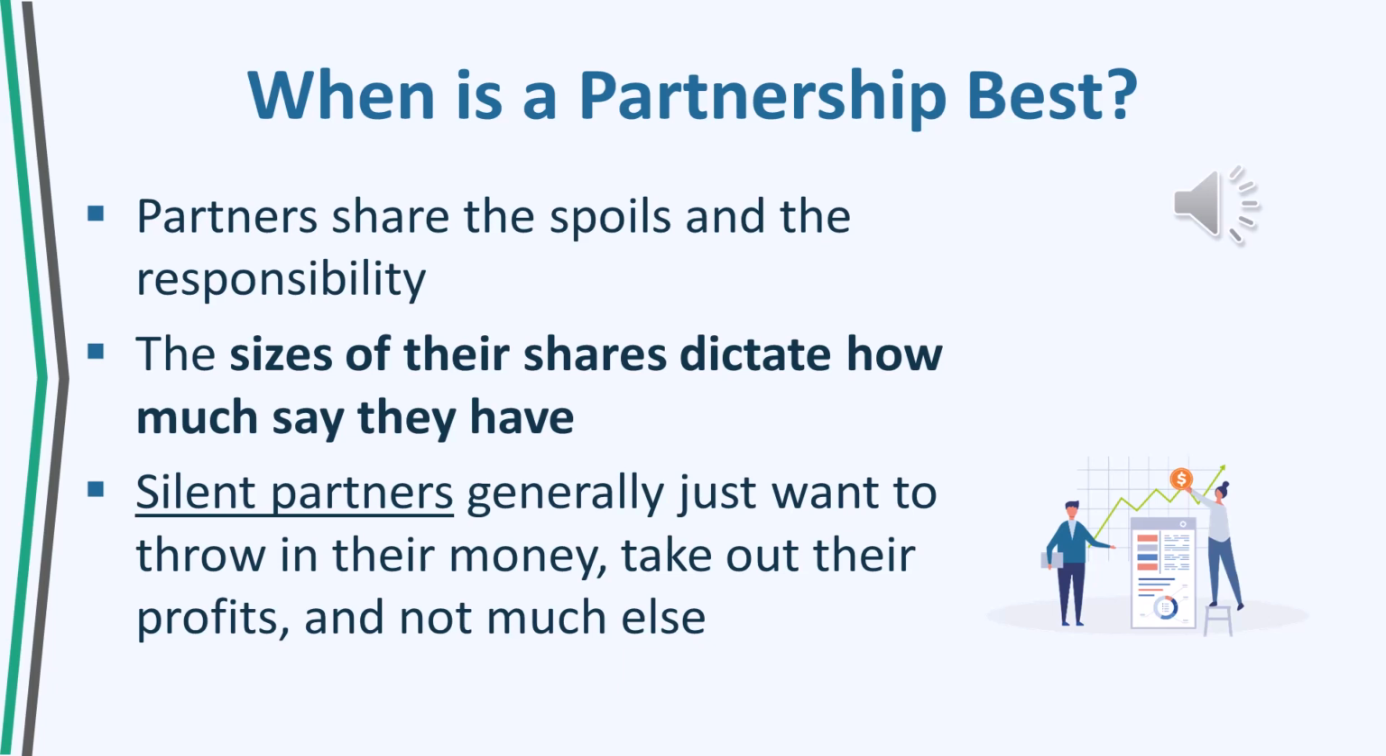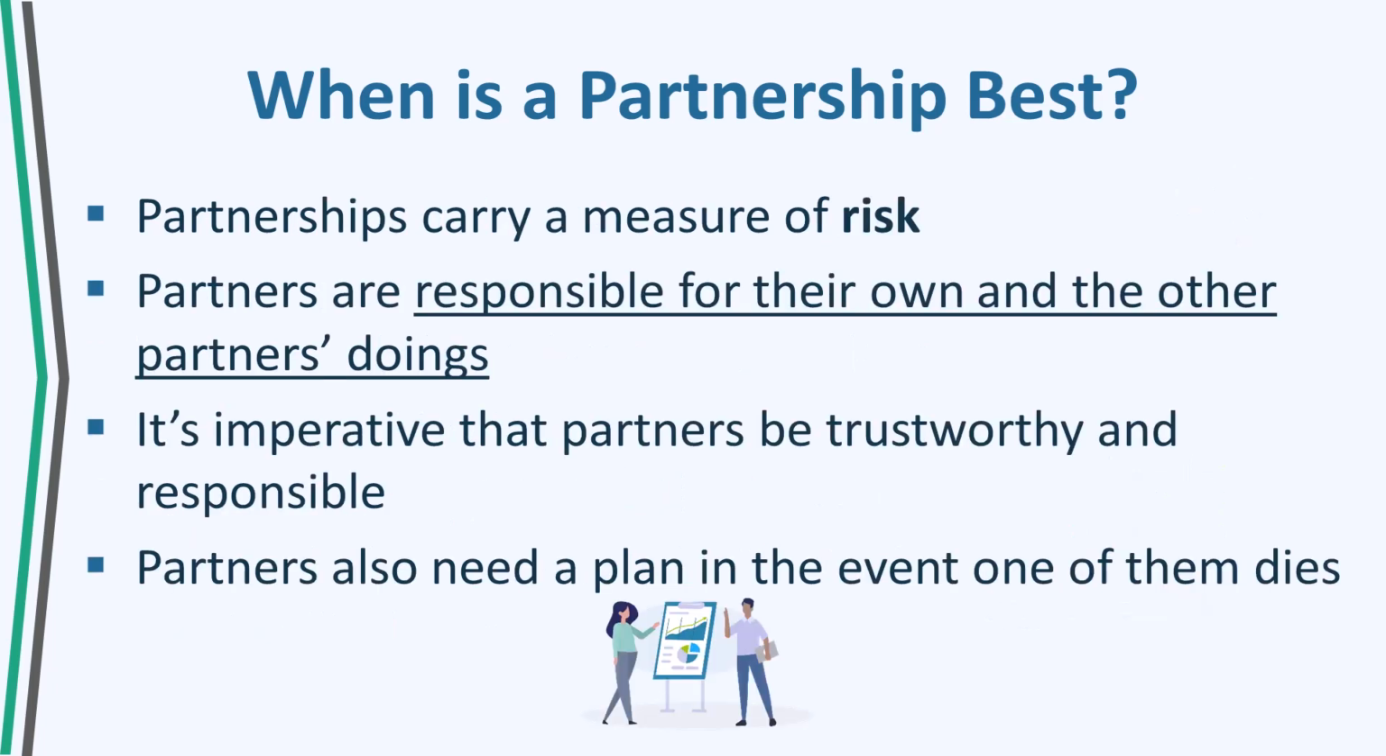Silent partners generally just want to throw in their money, take out their profits, and not much else. Partnerships carry a measure of risk because partners are responsible for their own and the other partner's doings. It's imperative that partners be trustworthy and responsible. Partners also need a plan in the event one of them dies.